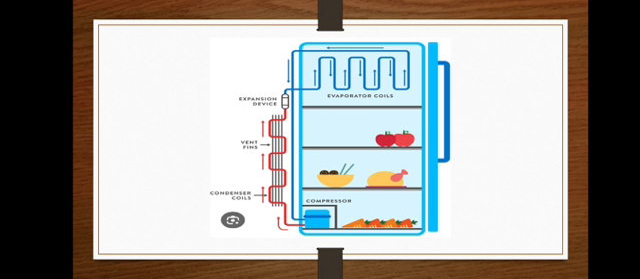This is the figure of a refrigerator. Here you can see the compressor, condenser coil, expansion device, and last the evaporation coil. Then from the evaporation coil it comes back to the compressor and the cycle repeats.